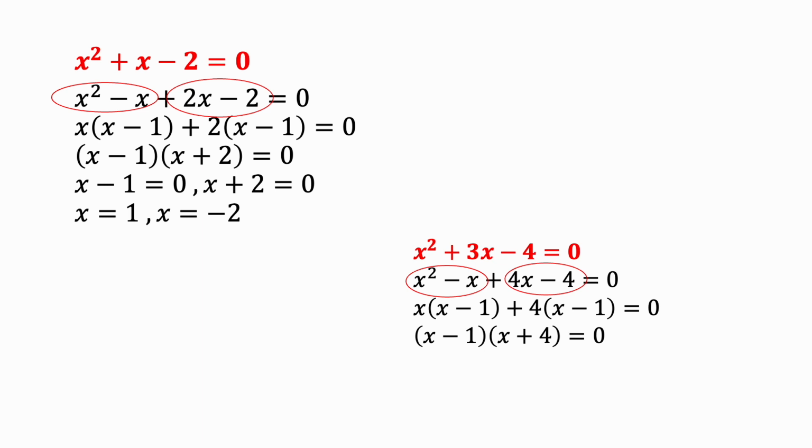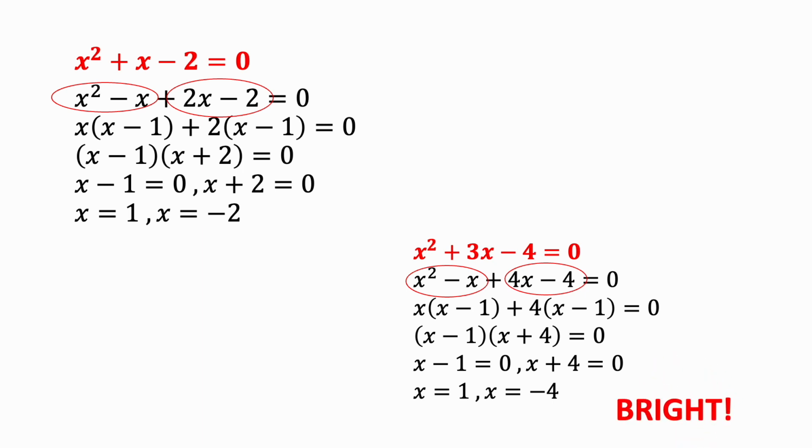Again, if we were to clear the brackets here, we would end up with our original equation. So solving this equation for x, we end up with x minus 1 equals 0 and x plus 4 equals 0. That gives us x equals 1 and x also being equal to minus 4.